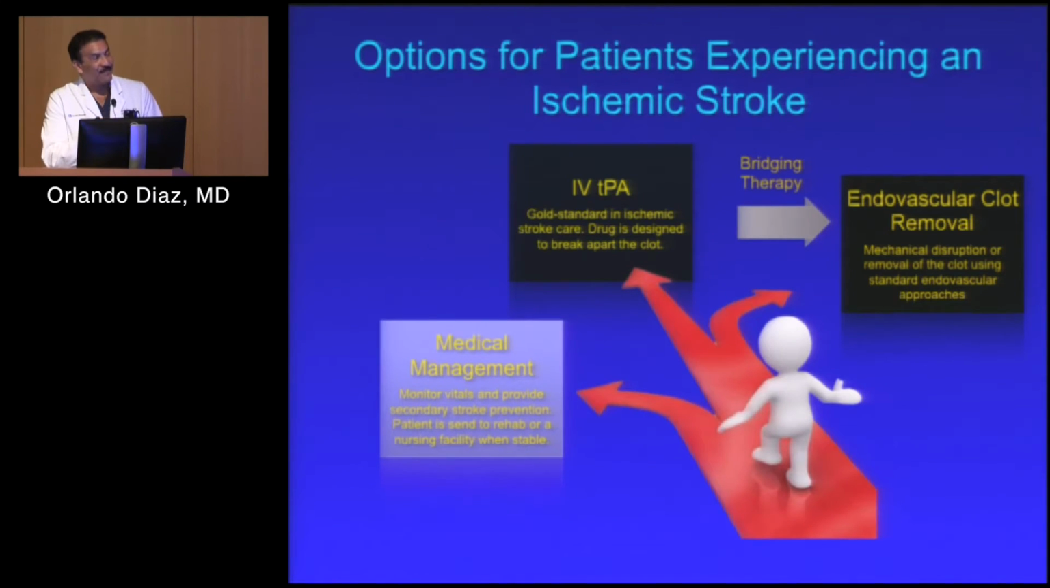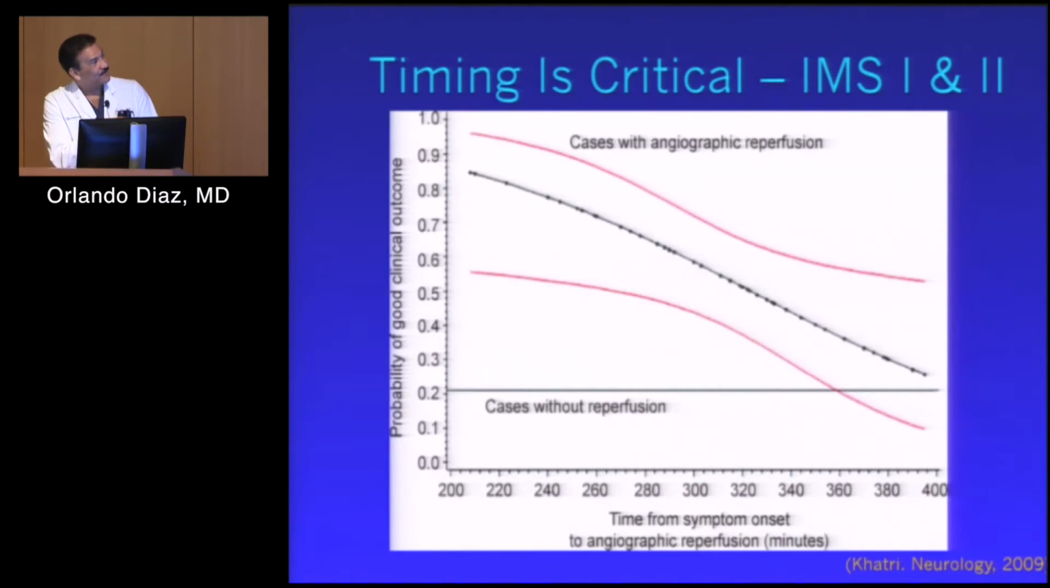So this is medical treatment, TPA, and mechanical thrombectomy, or mechanical thrombolysis. It's the same. And look at that, timing is critical. This is based on the IMS trial 1 and 2. For the TPA, the longer the time, basically after 300 minutes here, it is better not to do TPA because the outcome is the same or even worse.